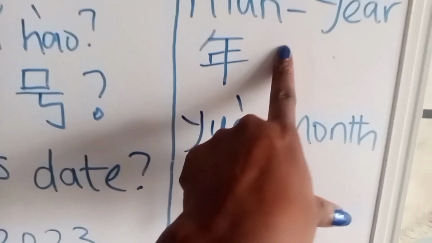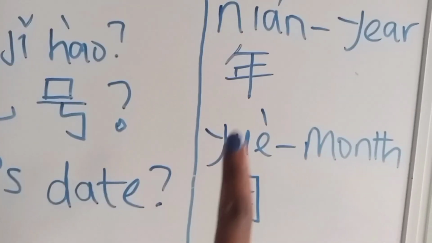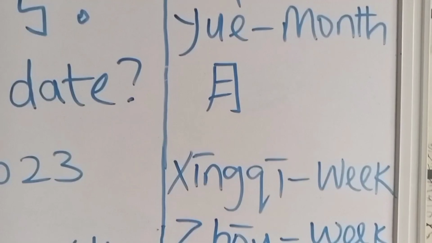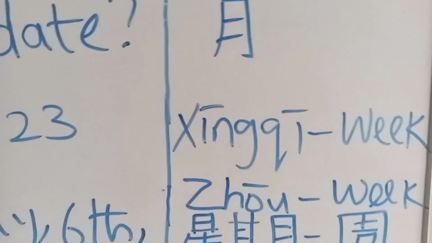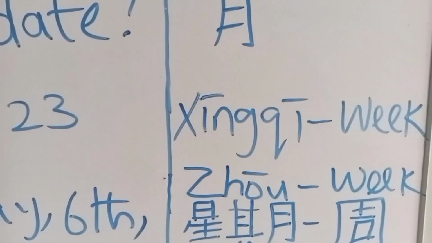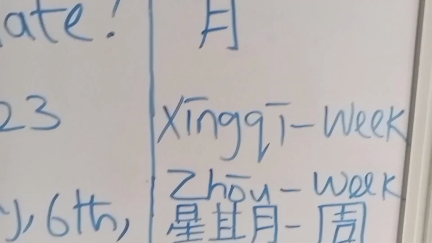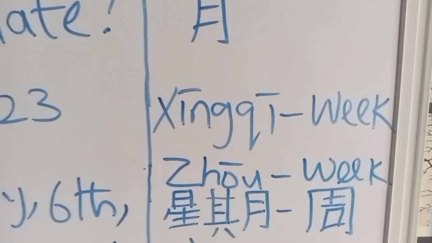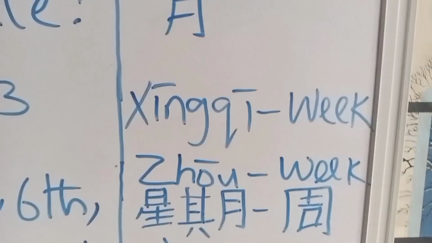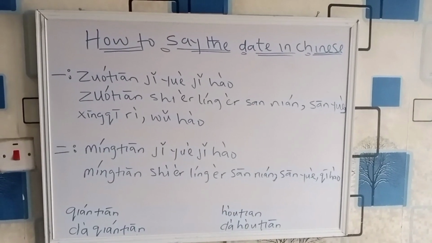Chinese. Nian is the year. Yue is the month. And I've told you how to say January to December. Xingqi and zhou are the words for week. Anyone you want to use. Xingqi yi and zhou yi is Monday. Xingqi er and zhou er is Tuesday. Do you get? Xingqi liu and zhou liu is Saturday. Xingqi tian or Xingqi ri is Sunday. Zhou ri is Sunday. So I have here 2 sentences.